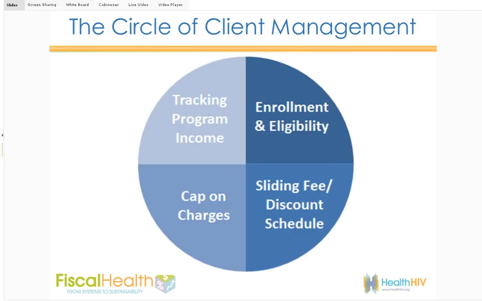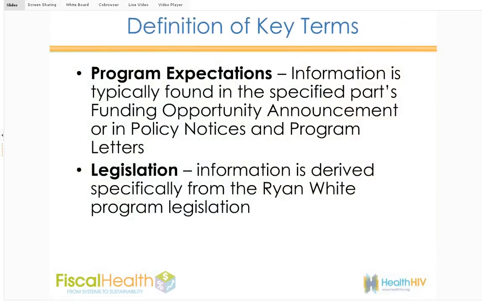So really all 4 of these stages are necessary in order for you to be in compliance with legislation and Ryan White program guidelines. So I want to go ahead and define up front how some of these things will be presented. When we're talking about Ryan White requirements, there's typically 2 types: one is program expectations and the other is legislation. Program expectations are what you're typically going to find in the funding opportunity announcement when you get the instructions to write your initial grant application, or in policy notices or letters that are released by HRSA-HAB.